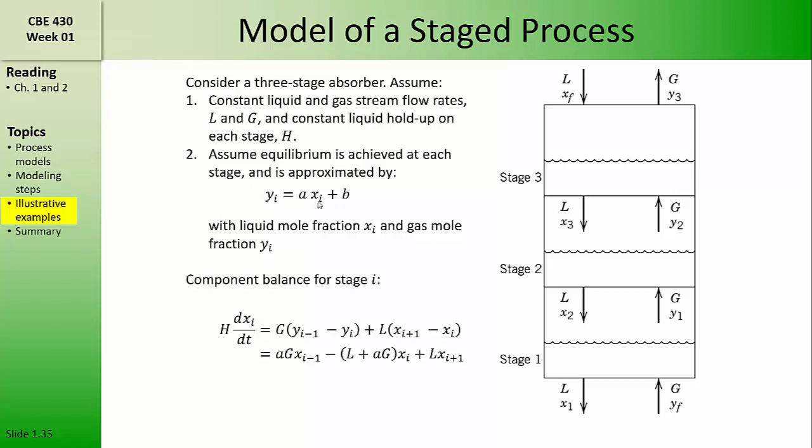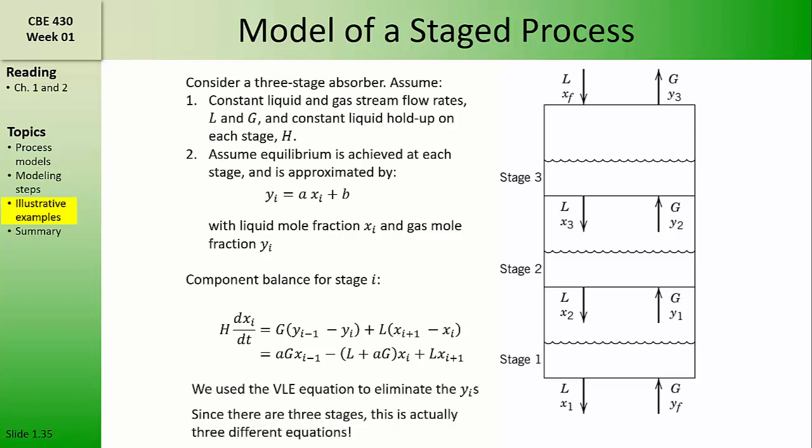Now we can write a component balance for the solute on each stage. The left-hand side accounts for the accumulation of the solute in the liquid phase on the ith stage. The terms on the right-hand side are the rate at which the solute enters and leaves in the gas phase and the rate at which the solute enters and leaves in the liquid phase. We can use our vapor-liquid equilibrium assumption to eliminate the vapor phase mole fractions. Since there are 3 stages in this operation, this equation actually represents 3 different equations, one for stage 1, one for stage 2, and one for stage 3.